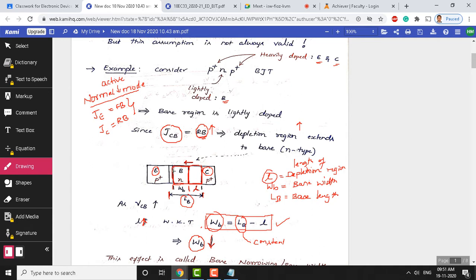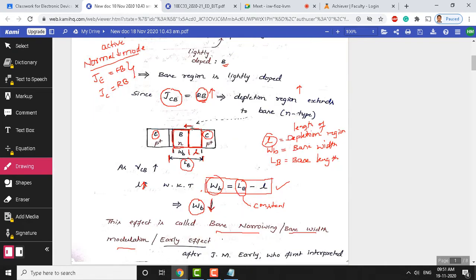It will encroach on the complete base region, and you may end up in a situation where the complete base is occupied by the depletion region. When this happens, the transistor loses its operation. That means charges injected from the emitter reach the collector straight away, without the intervention of the base, because the base is now encroached by the depletion region. Now, let us go into more detail.